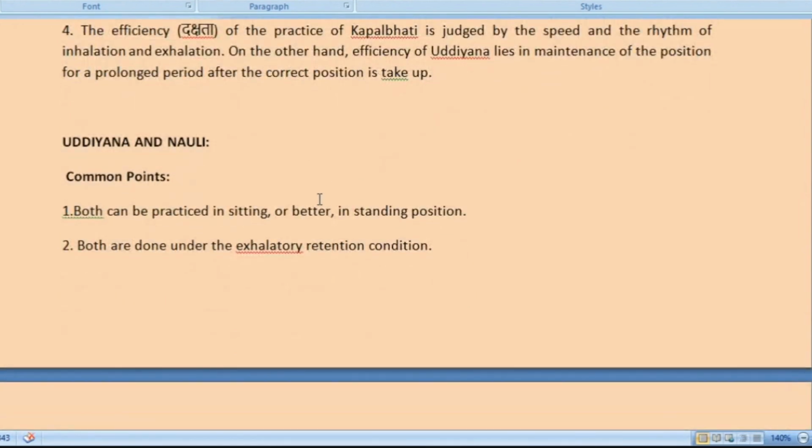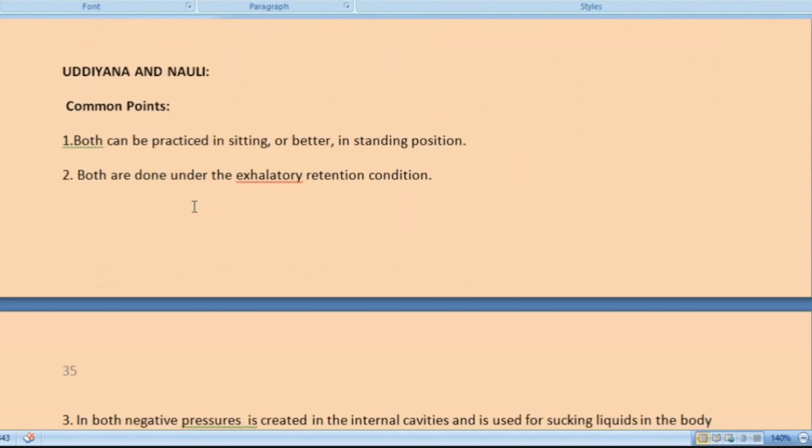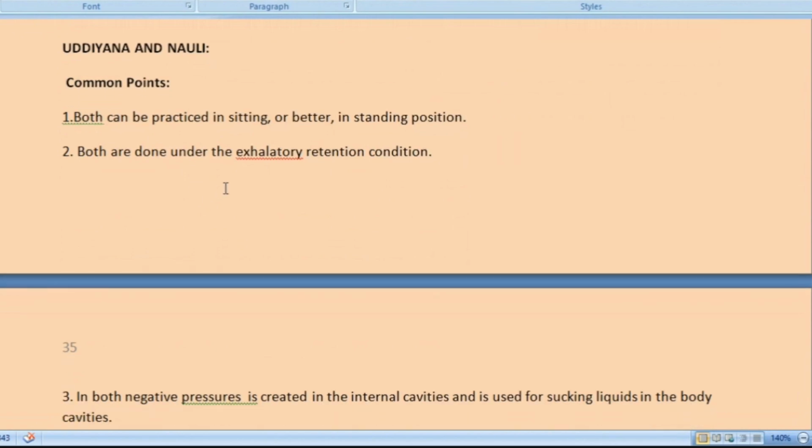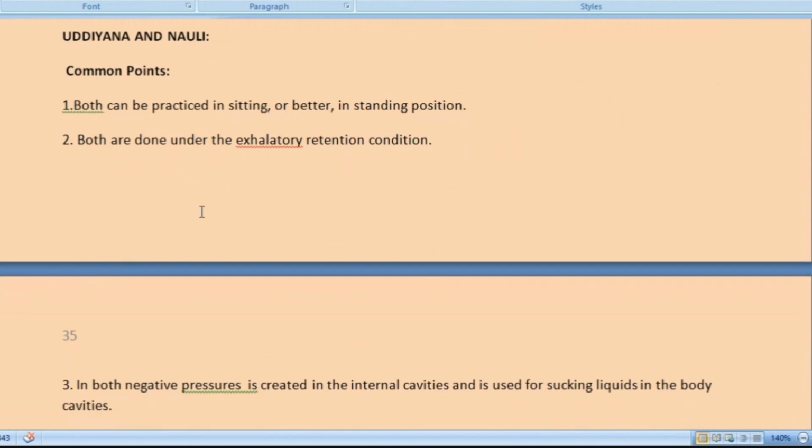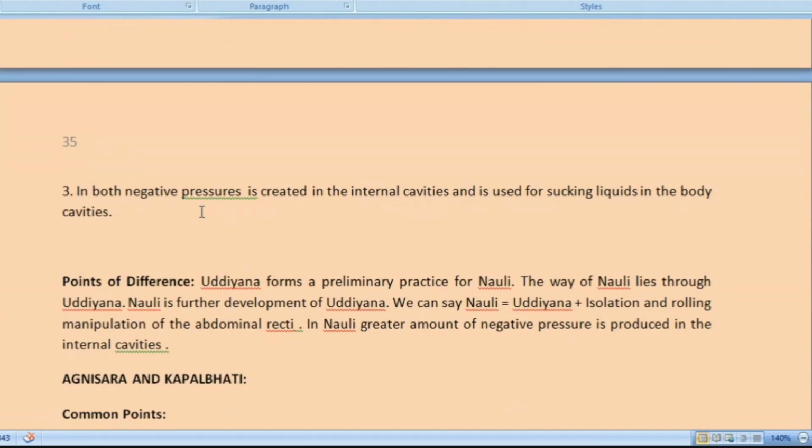Note a common point and point of difference between Uddiyana Bandha and Nauli. Both can be practiced in sitting or, better, in standing position. Both are done under exhalatory retention condition. In both, negative pressure is created in the internal cavity and is used for sucking liquid in the body cavities.